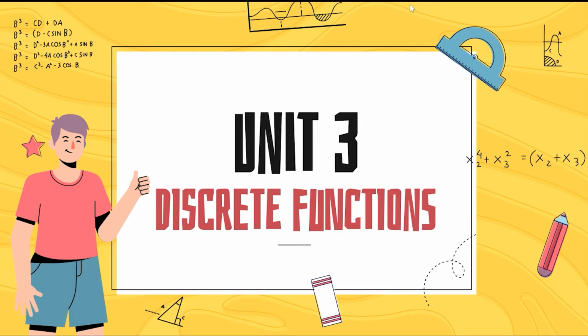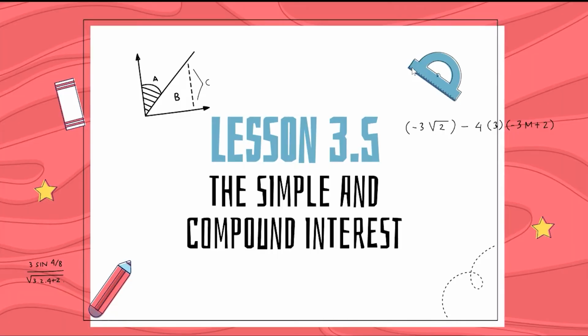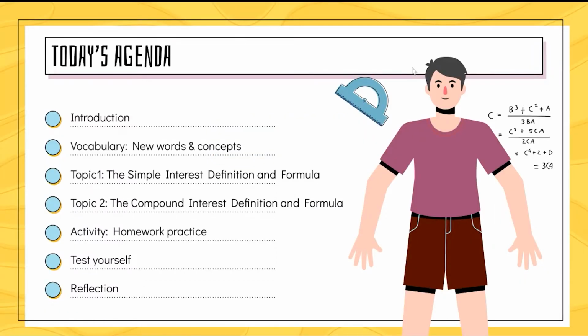Today we are going to talk about Mathematics 11, specifically Unit 3.5. This lesson is about simple and compound interest. This lesson has an introduction, vocabulary and new words, a topic on the simple interest definition and formula, a topic on the compound interest definition and formula, an activity with homework, and a test-yourself section to help you understand the unit better.